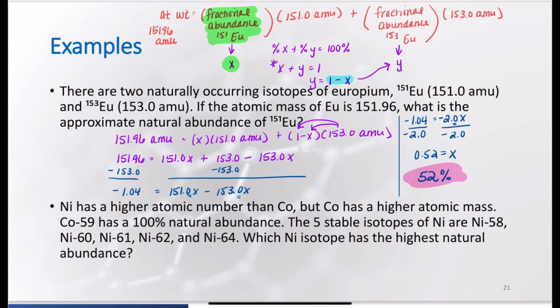So cobalt-59 has 100% natural abundance. That means that all of the atomic mass unit of cobalt is just due to that one isotope. The 5 stable isotopes of nickel are nickel-58, nickel-60, nickel-61, nickel-62, and nickel-64. Which nickel isotope has the highest natural abundance?